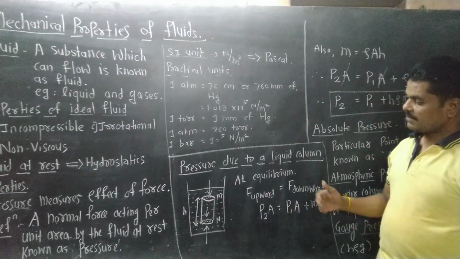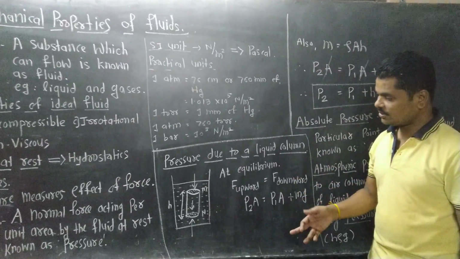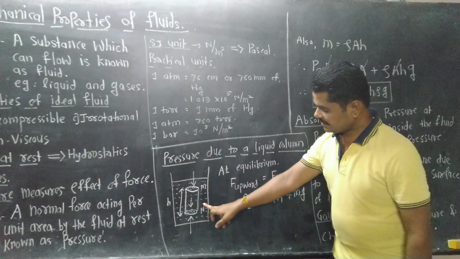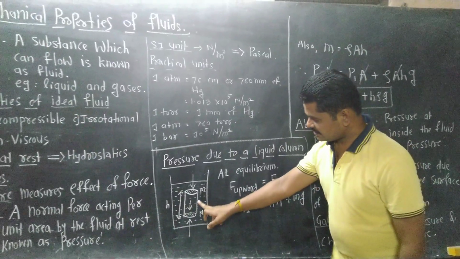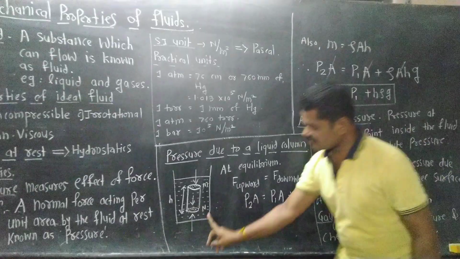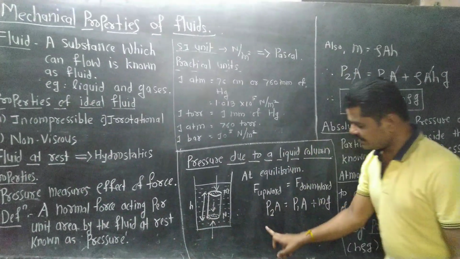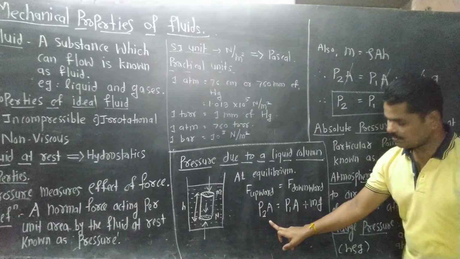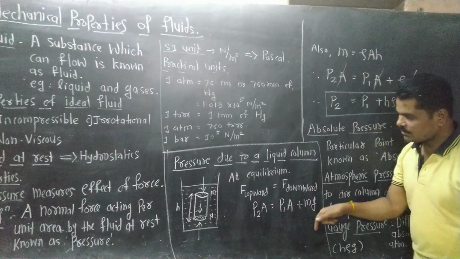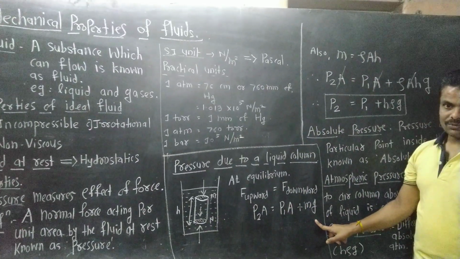And you know that pressure is equal to force upon area. Therefore, force is equal to pressure into area. I can say this pressure is, suppose, P2, and this is P1. Therefore, for the upward force, here pressure is P2 and area is A. Therefore, P2A is the upward force. And what is the downward force? P1A plus mg. This is the downward force.